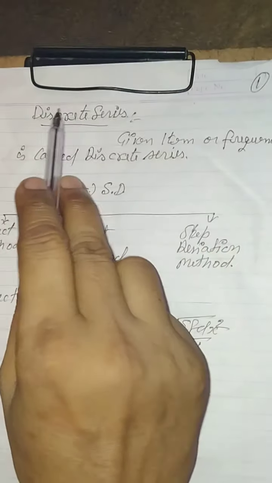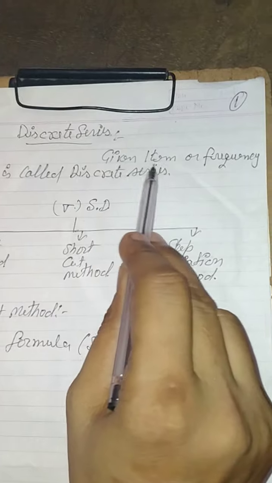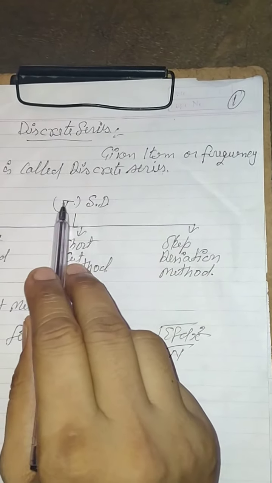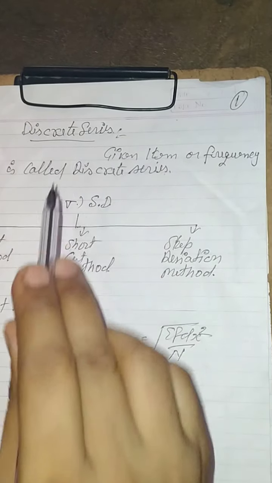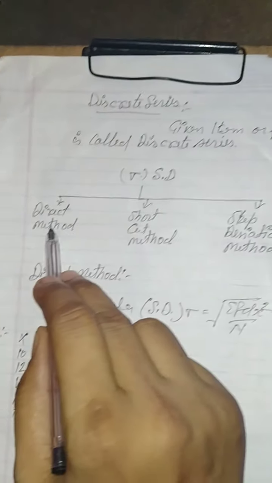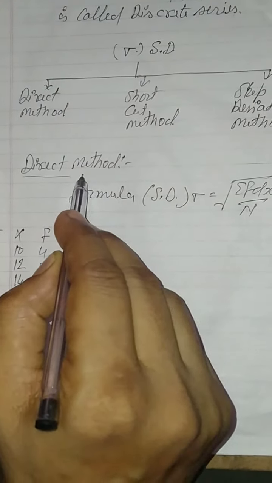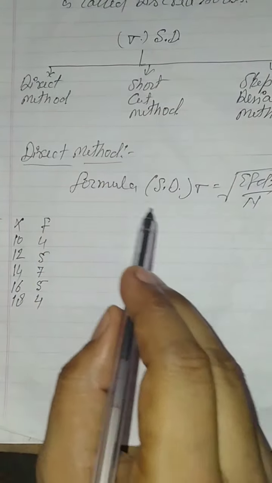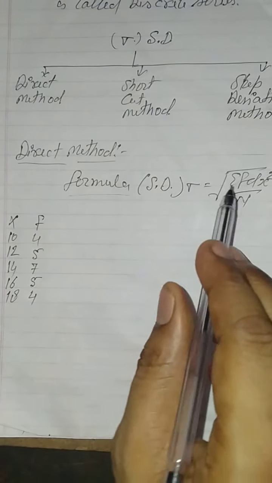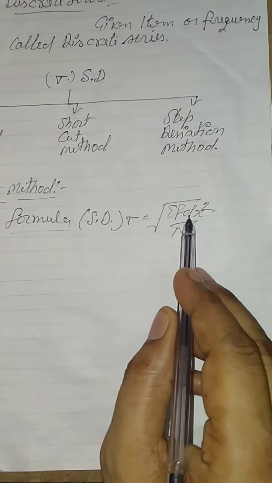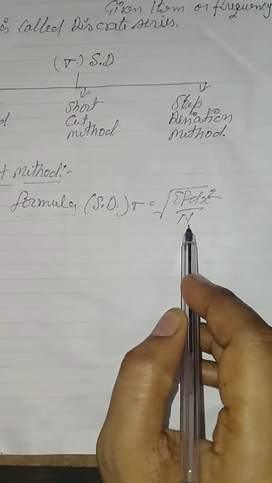Discrete series: a series given as item and frequency is called a discrete series. We will find standard deviation under discrete series with the help of three methods: direct method, shortcut method, or step deviation method. Today we discuss the direct method. The formula of the direct method is standard deviation equal to under root summation f dx square divided by n.